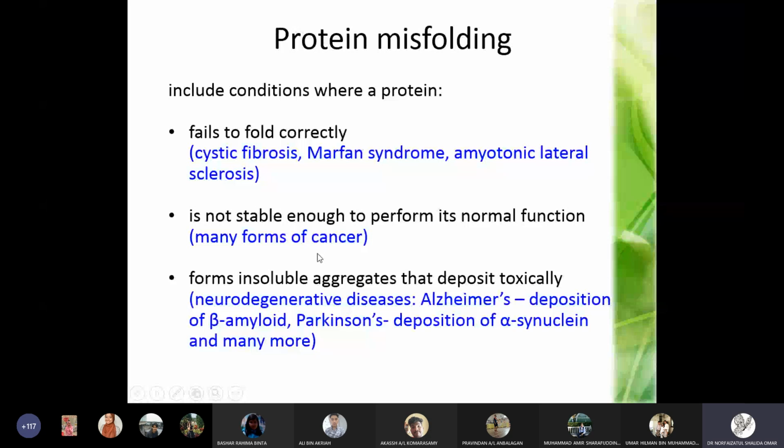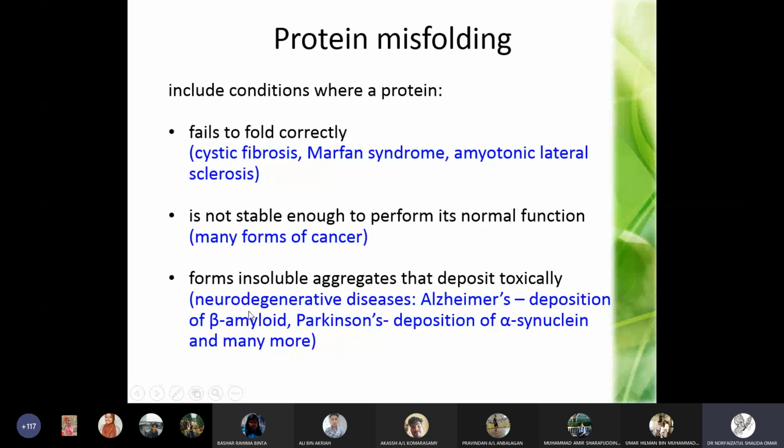Because when there's a protein misfolding, generally it cannot function normally. So that's why it can cause many diseases. Other than that, some proteins will form insoluble aggregates that deposit toxically. Like for example, in Alzheimer's disease, there's a deposition of the beta amyloid.